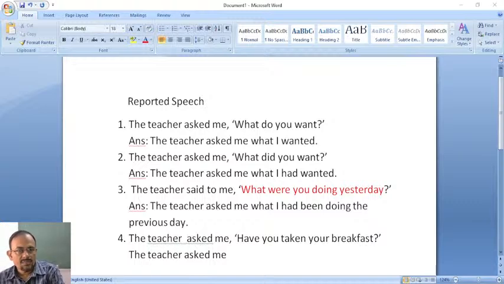The teacher asked me, "Have you taken your breakfast?" So what should be the answer, do you think? The teacher asked me, "What have you taken your breakfast?" So it should be asked, because it is a question. So, Anusri, Nandini, okay. Anusri and Nandini, right.